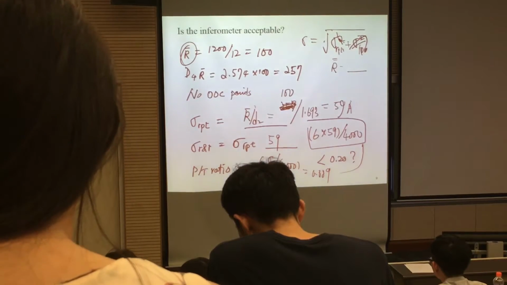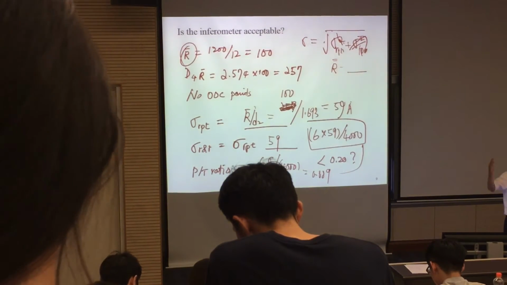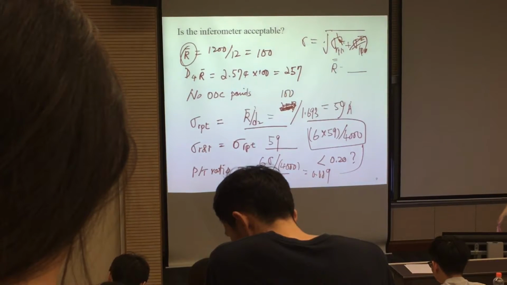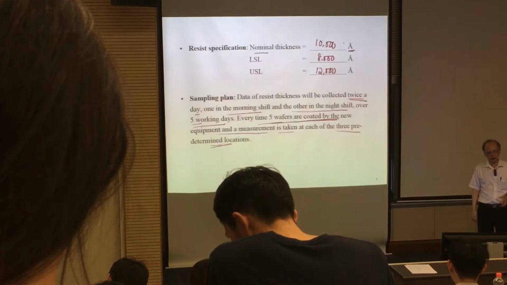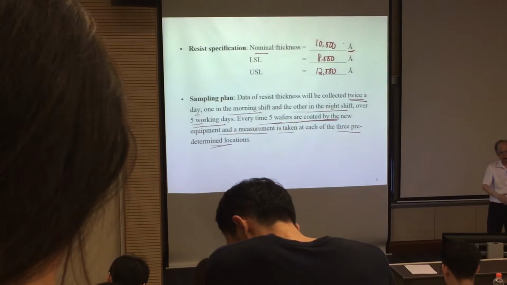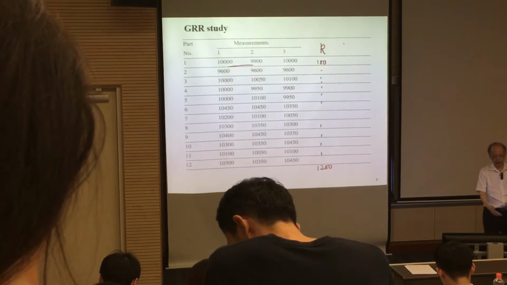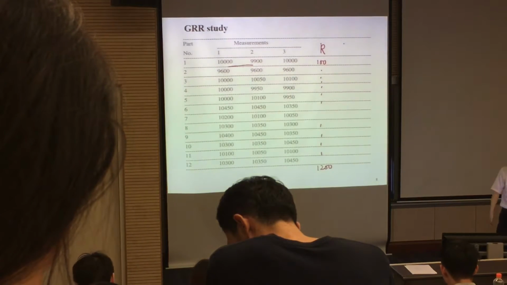So let's proceed to the next stage. Of course, it has to be acceptable. If not acceptable, then the problem will stop there. So if things are acceptable, then the next stage is the control chart. The interferometer is okay, no problem, which means that the data collected makes sense, at least meeting our requirement.